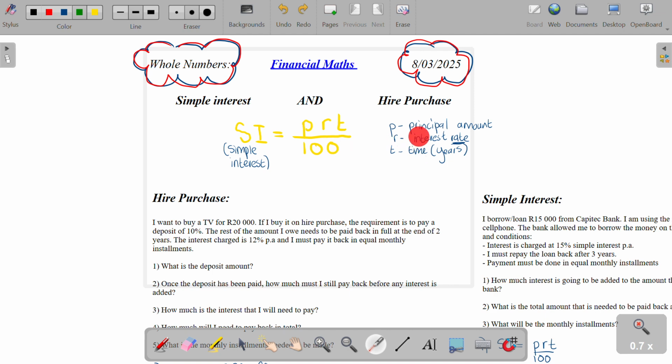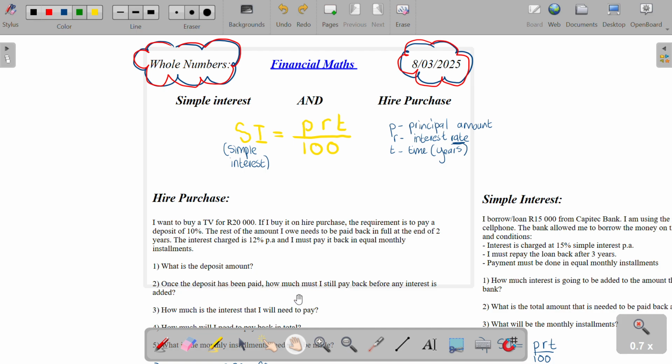And then R stands for the interest rate. So whatever the interest rate is, your number will go there. Then T stands for the amount of time in years, please, not in months. So if you get it in months in a test question, convert it into years to put it into the formula. And it's all written over 100.